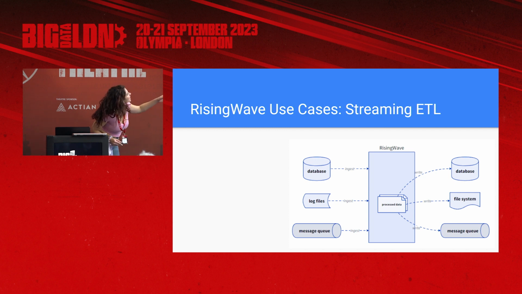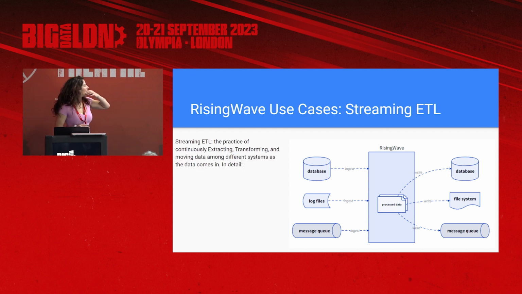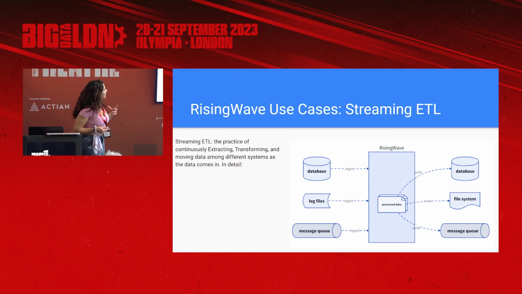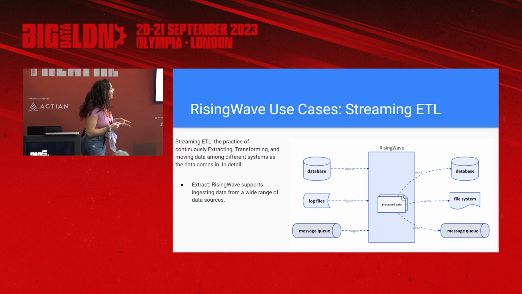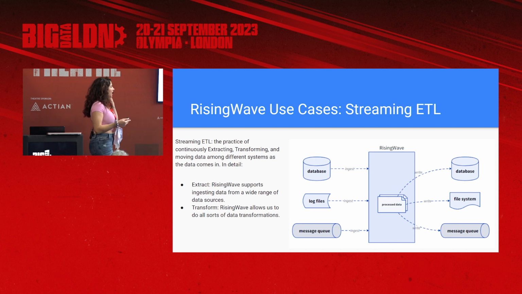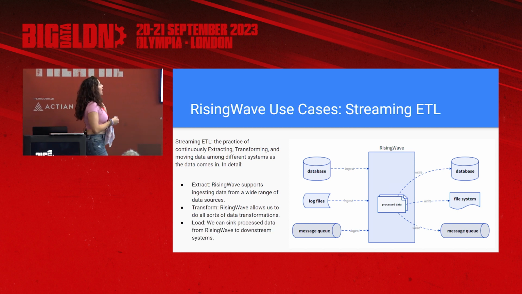So an example of a Risingwave use case is you can actually do ETL, but as the data comes in real time. Which I kind of mentioned before, this is the use case of doing real-time ETL. You ingest the data from a wide range of data sources. You can transform it, which is where you're doing the processing, all kinds of data transformation. And then you can load it, as I mentioned, to any kind of downstream system.